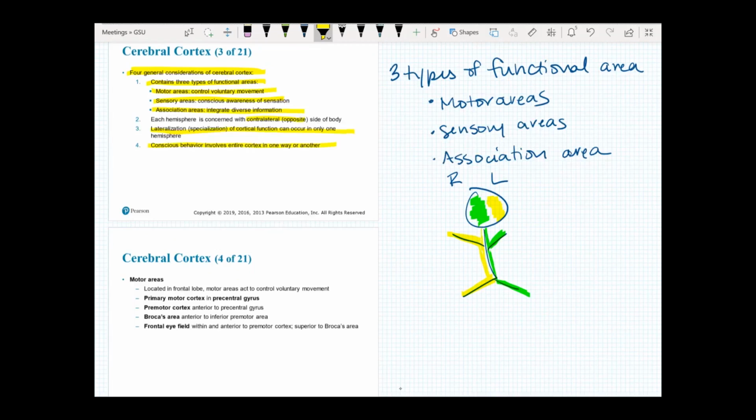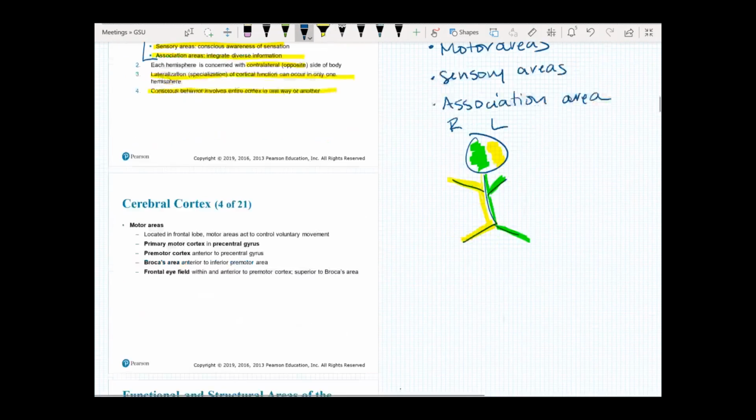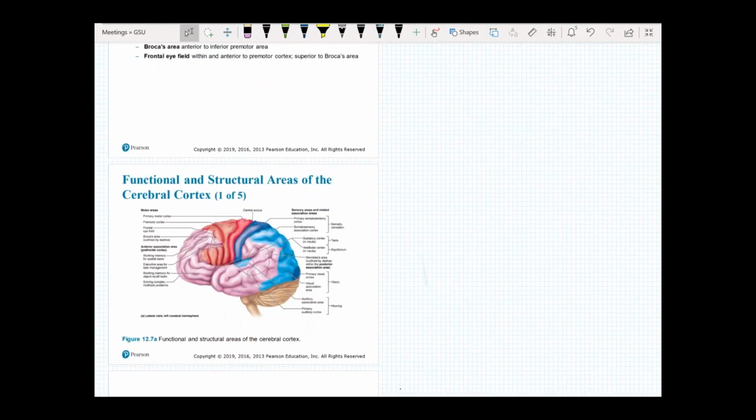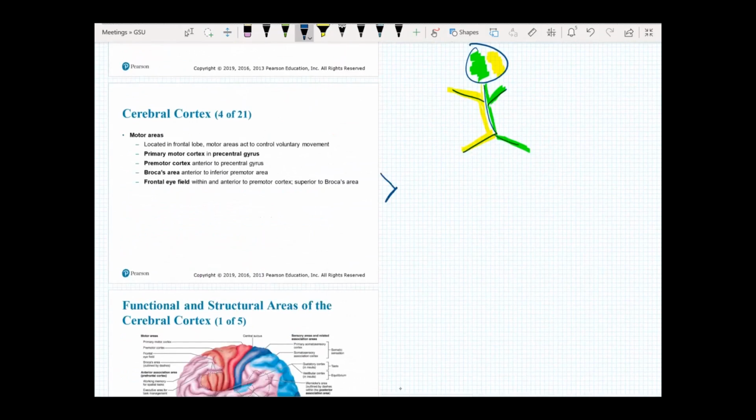So we're going to start with the motor area, sensory area, and association areas. This is how we're going to look at the next couple of areas. Inside our cerebral cortex, we're going to start with our motor areas, the areas of our brain responsible for motor movement. These are found in the frontal lobe, and they control voluntary movement. This is the movement that you make with your skeletal muscles specifically.